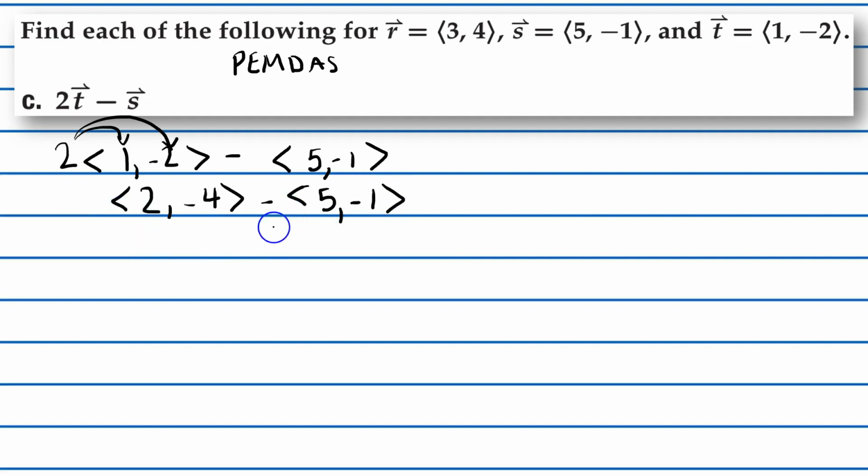Alright, now let's do our subtraction. Remember, x's are going to be subtracted with each other. So we're going to do 2 minus 5, comma, negative 4 minus, sorry, negative 4 minus negative 1. Don't forget all those negatives. And that's going to be negative 3. And that is going to become negative 3 as well. And there we go.